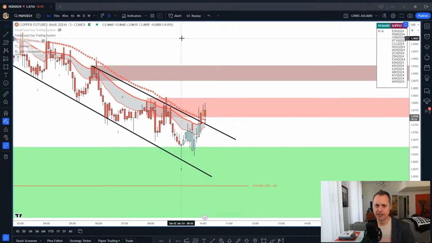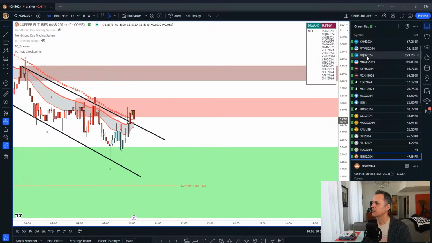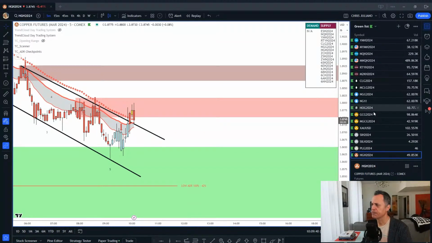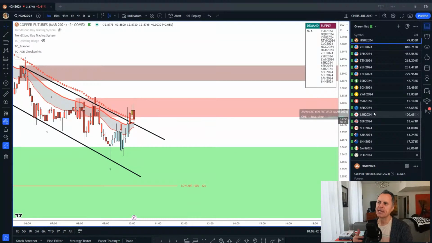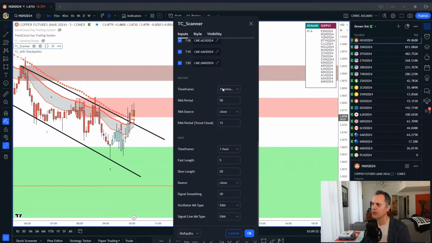How did we know to get into copper? Well, it was on our scanner. Okay, so instead of clicking through each one of these things, and I'm also teaching at the same time, guys, you'd be able to get through this a lot faster. And remember, keep your zone scanner on the 15-minute and 1-hour time frames.